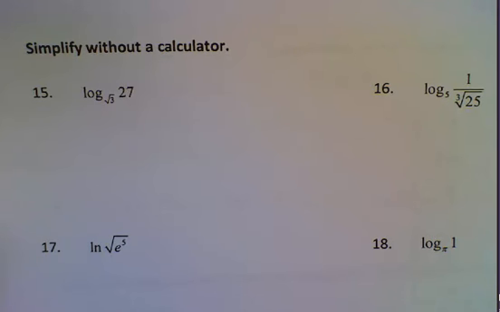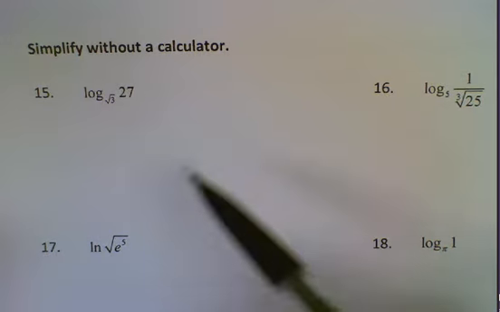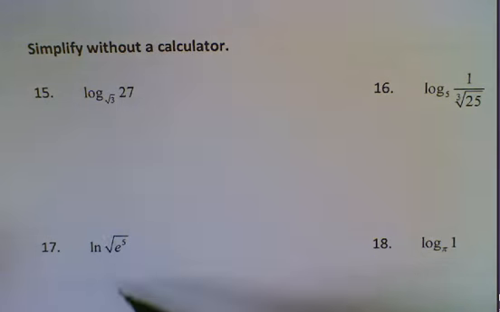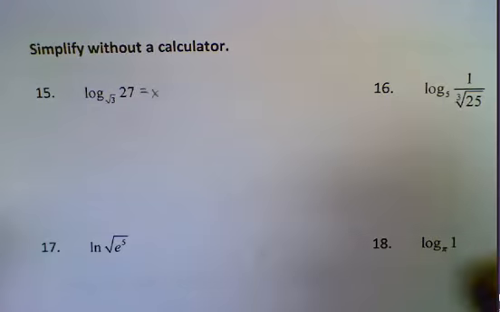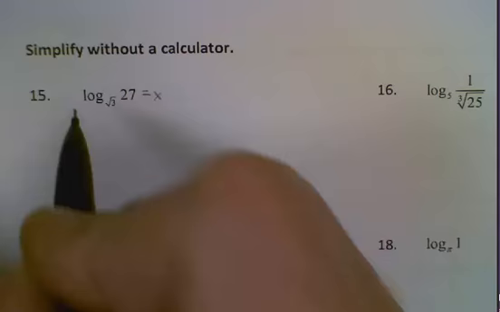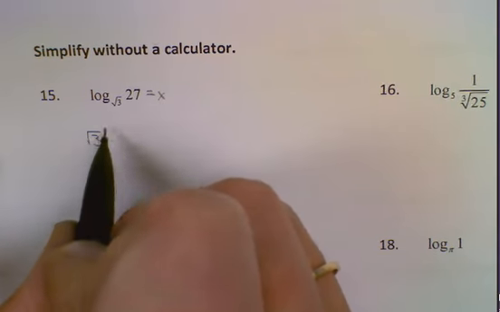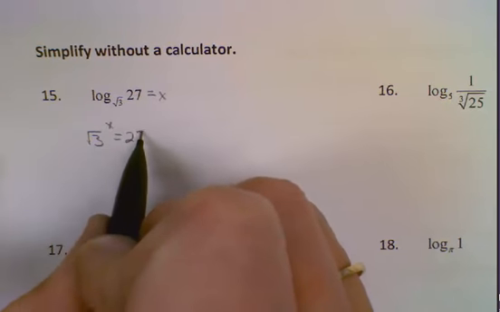All right, page 3, simplifying. So all of these, when you're simplifying logarithms, you just have to put them in exponential form. So you're just setting them equal to x, and you're going to solve for x. So you're going to put them in exponential form. Square root of 3 raised to the x equals 27.